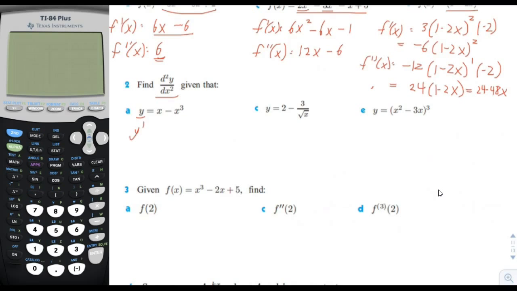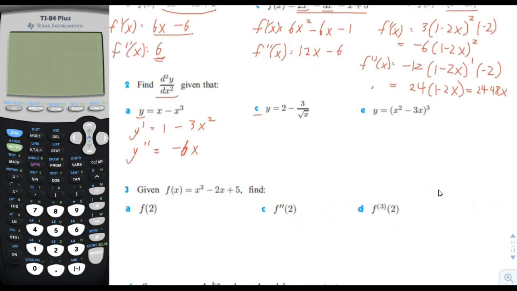So the first derivative, y dash, is equal to 1 minus 3x squared, right? Because the derivative of x is 1, the derivative of x cubed is 3x squared. The second derivative is equal to, the derivative of 1 becomes 0. The derivative of negative 3x squared is equal to negative 6x to the first. Okay, and that's it. Okay, C.